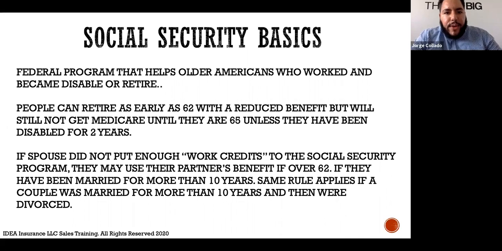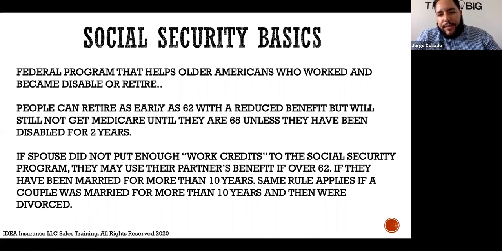This is how the system works here in the US. They can retire as early as 62 with a reduced benefit, but will still not get Medicare until they're 65. So really important, a lot of people choose early retirement. They will not get Medicare at 62. They'll still have to wait till 65. So if they're your customer, most likely you have to put them on an ACA individual plan and then do the transition at 65 once they get Medicare.